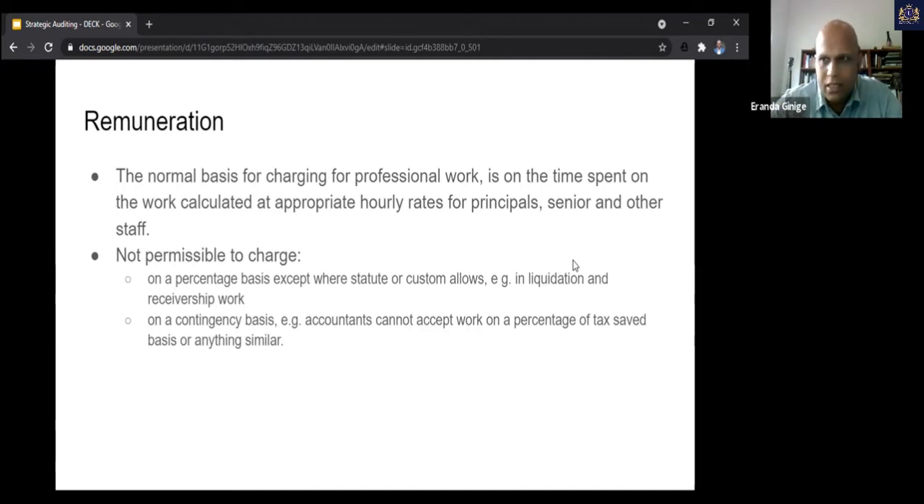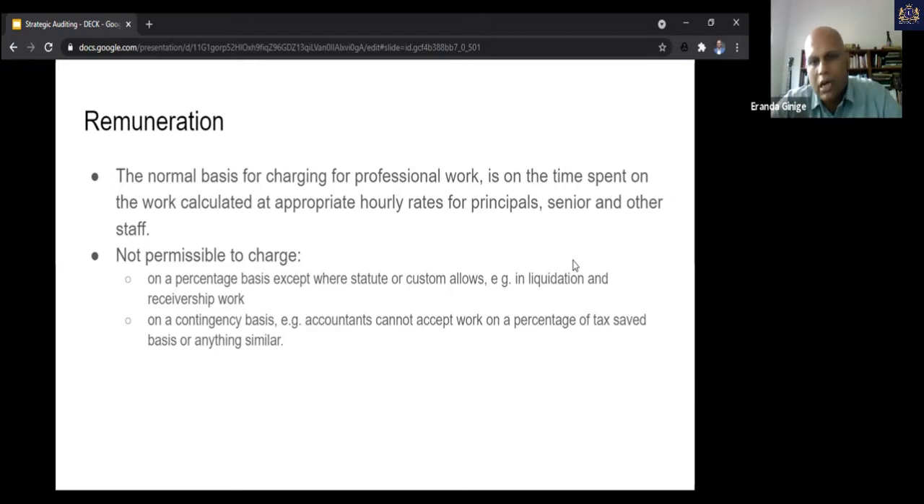It's not a lot. I mean, it's good project management. Okay. So it's not a flat rate. It's basically an hourly rate. They're not permissible to charge on a percentage basis. Like they can't say, okay, we charge a percentage on your profit before tax, right? Or the amount of tax that we saved you, whatever, right?